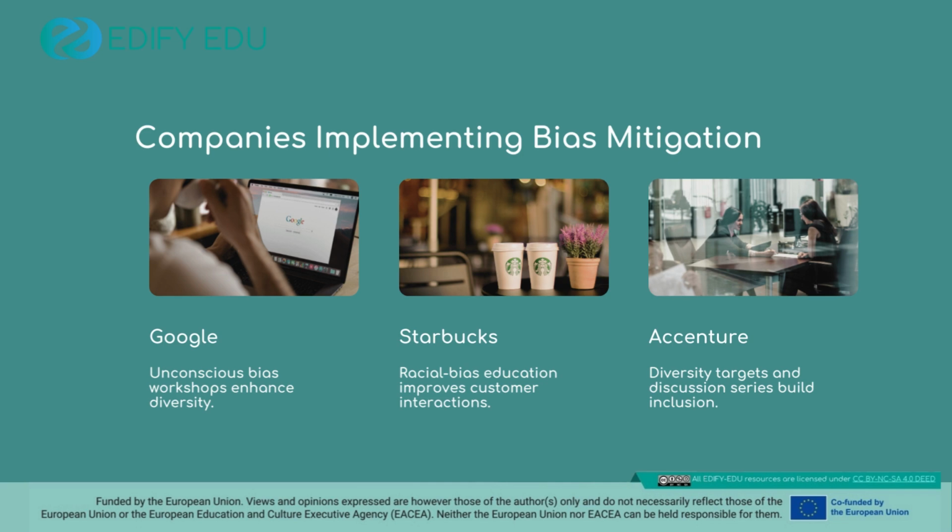Accenture has built a culture of inclusion by setting clear diversity targets and facilitating discussion series that promote open conversations about diversity and inclusion. By following these examples, companies can foster a culture of fairness and respect, driving both employee satisfaction and business success.